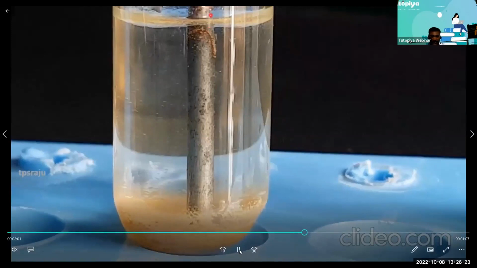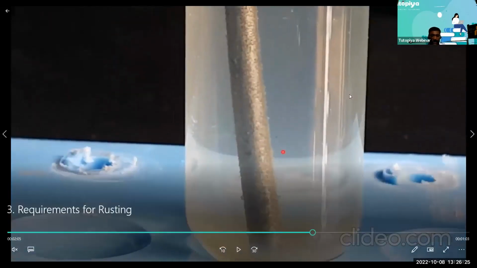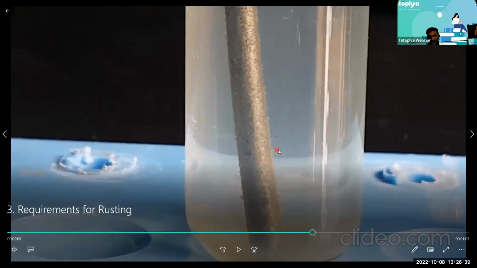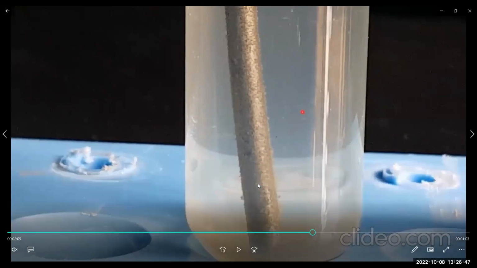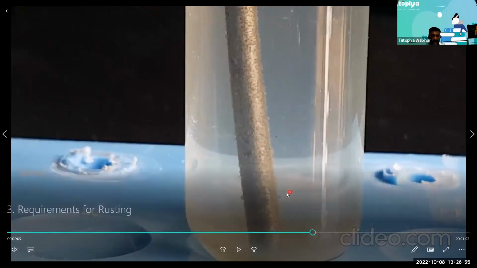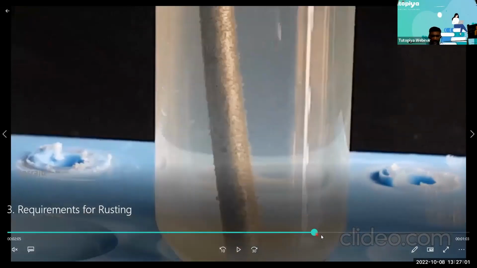But B, there is no rust here. Can anyone tell me why there is no rust in the second test tube B? Jeremiah, Emilia, Aish, why there is no rust in the second test tube B? Yeah, Aish? Because there is oil in it, so that kind of obstructs. Yeah, very good. Fatima, yes, good. There is no oxygen, only water, so there's no question of rusting.